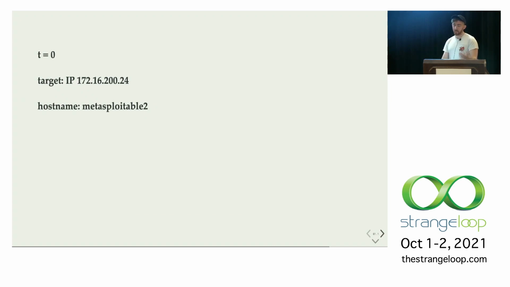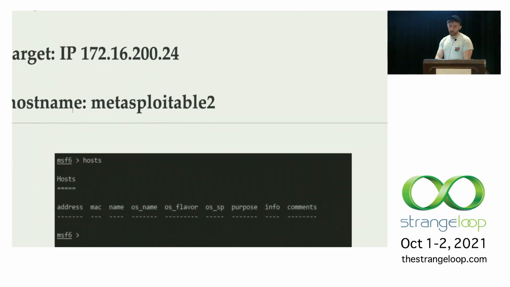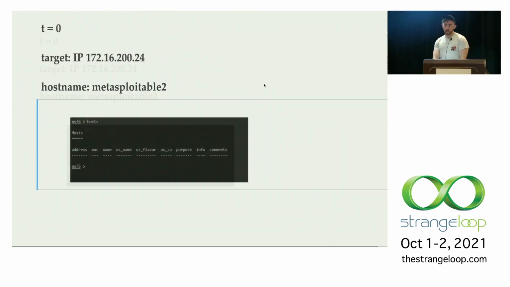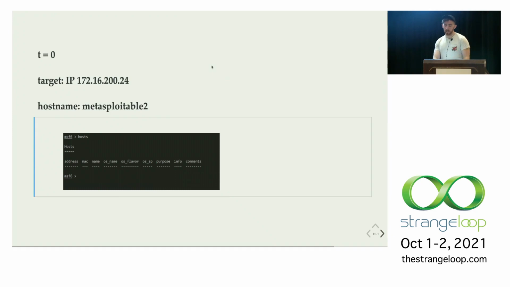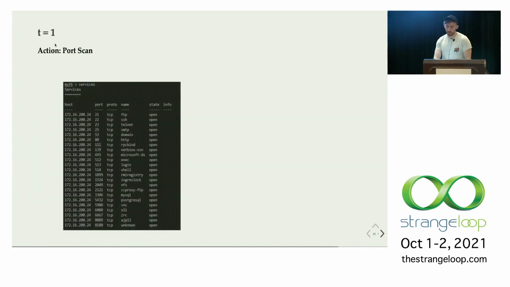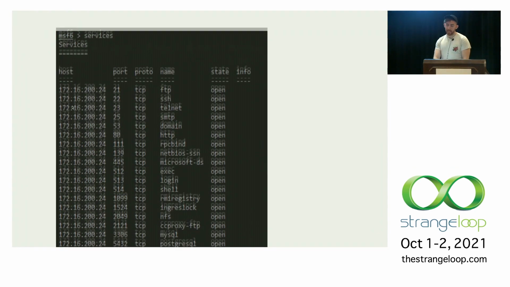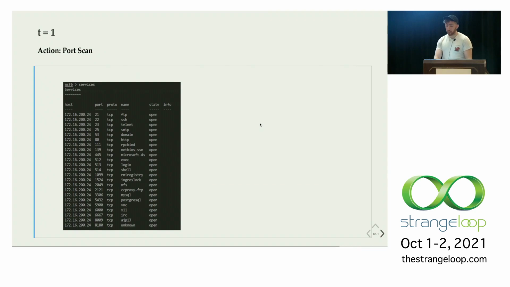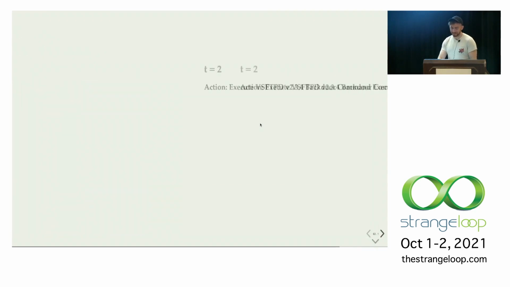So this is time step 0. We're looking at a target IP. You see the IP there, host name Metasploitable 2. So this is the view from within Metasploit at the beginning. You're at time step 0, no hosts, no anything. So faced with this and an in-scope IP that I provide, the agent will first choose to do a port scan, good choice. And at the end of that port scan, it has a list of all the services that are running. There are a lot because it's intentionally vulnerable.